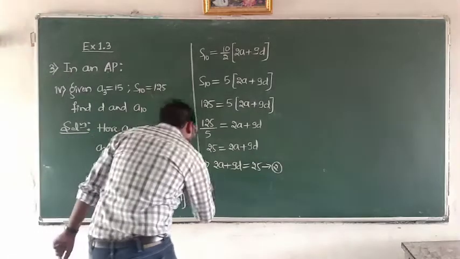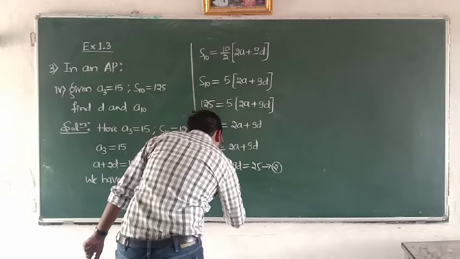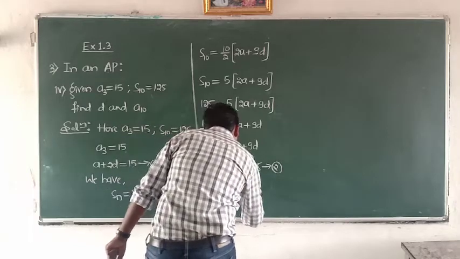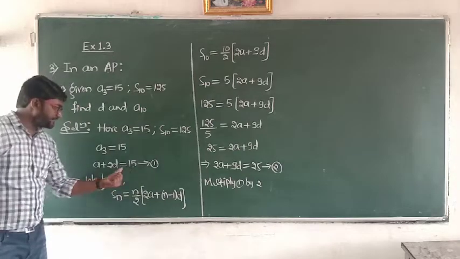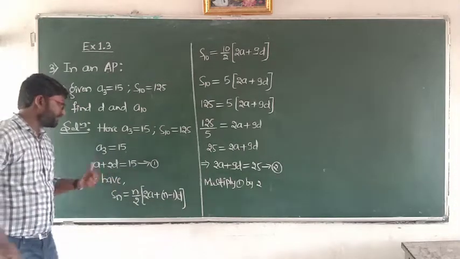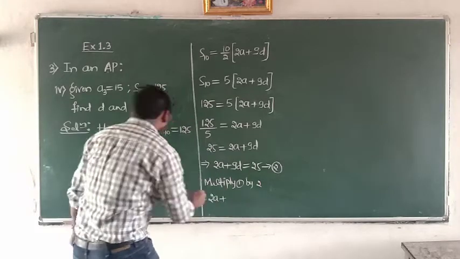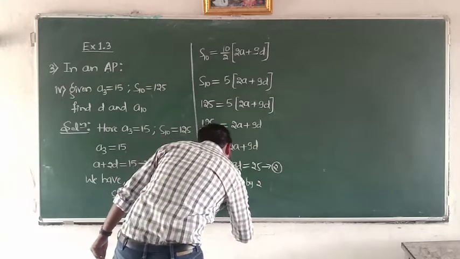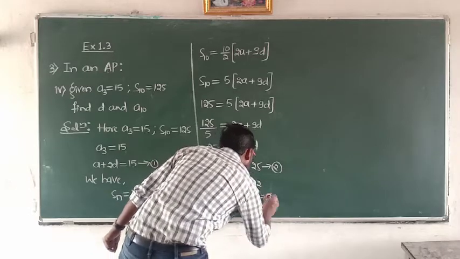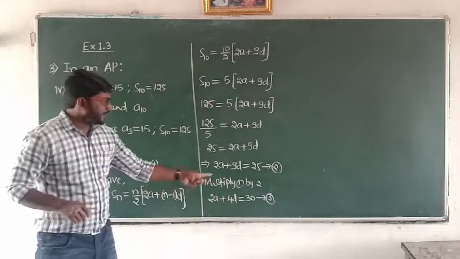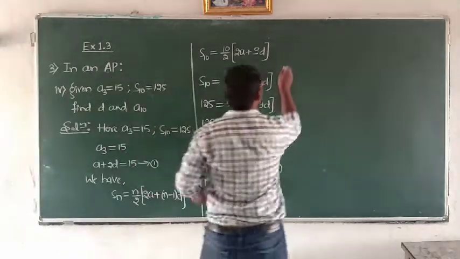Now multiply equation 1 by 2. Both the sides we have to multiply by 2. So it becomes 2a plus 4d is equal to 30. Call this equation number 3. Now we have to solve equation 2 and equation 3.